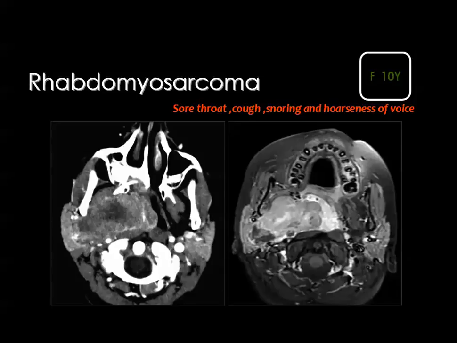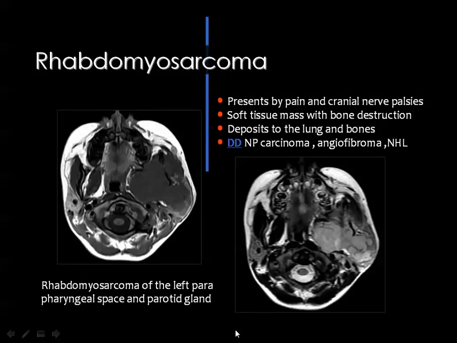As you have seen before, lymphomas are usually associated with bulky metastatic lymphadenopathy. But a rhabdomyosarcoma usually spreads by bloodstream. It gives hematogenous metastasis and is not usually associated with regional lymphadenopathy. Then you may prefer the diagnosis of rhabdomyosarcoma in a child based on the absence of significant lymphadenopathy in the neck. This rhabdomyosarcoma presents with pain and cranial nerve palsies. There is a mass with bone destruction. As you can see here, this is T1 and this is T2.